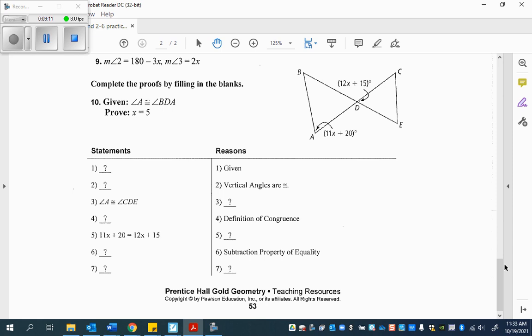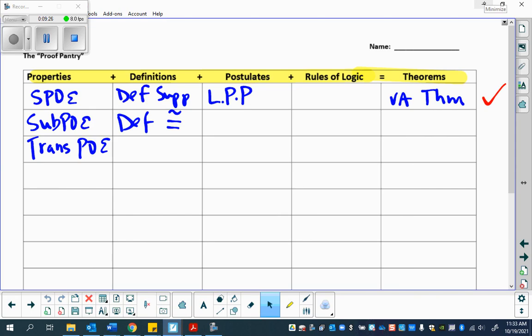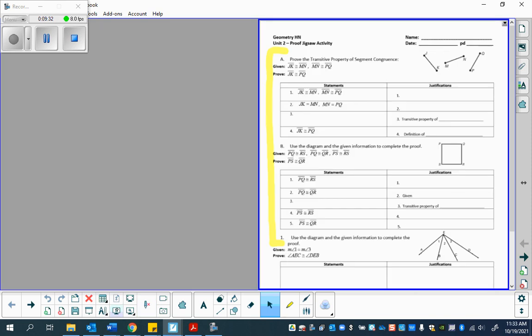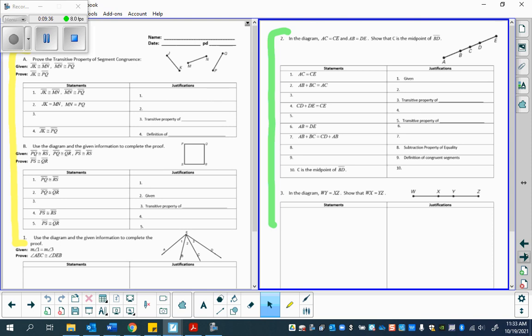All right. Would you please elect one group member to collect the keys and return them to my basket? And then I'd like you to take out your proof jigsaw, please. So take your proof jigsaw. Okay. Proof jigsaw's out. Thank you.